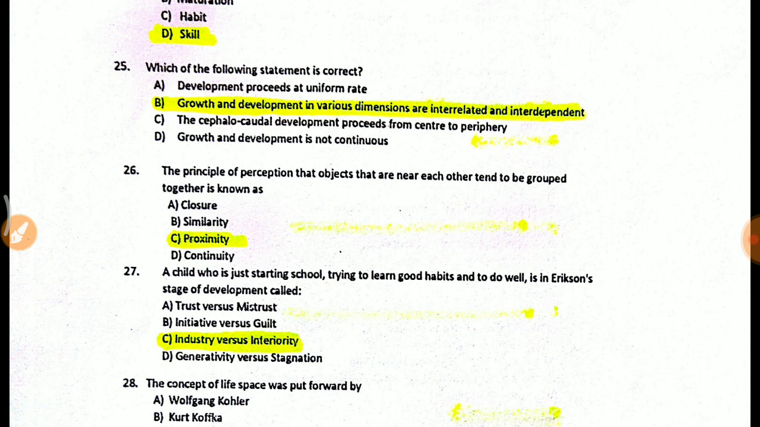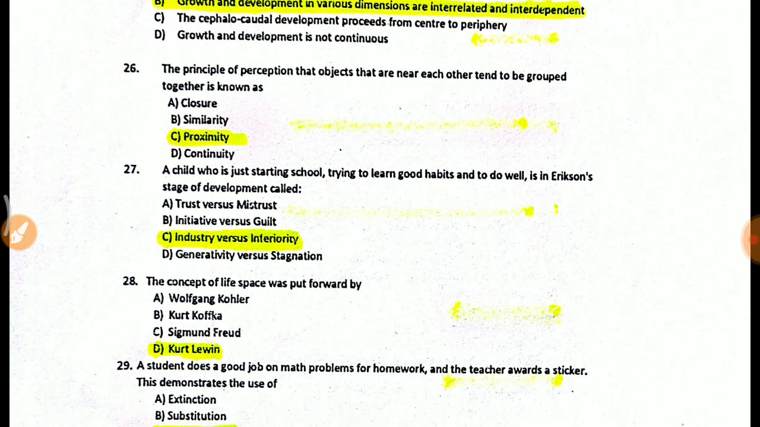26th, the principle of perception that objects that are near each other tend to be grouped together is known as proximity. Proximity is the principle of perception that objects that are near each other tend to be grouped together. Next question: a child who is just starting school, trying to learn good habits and to do well, is in Erikson's stage of development called industry versus inferiority. So in that stage, a child who is just starting school, trying to learn good habits and to do well, this is the stage of Erikson, industry versus inferiority.